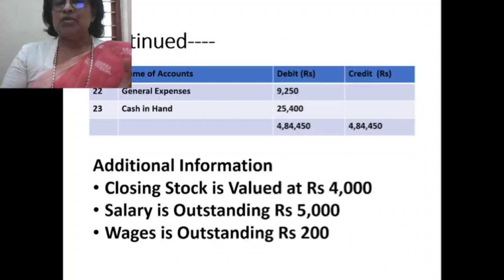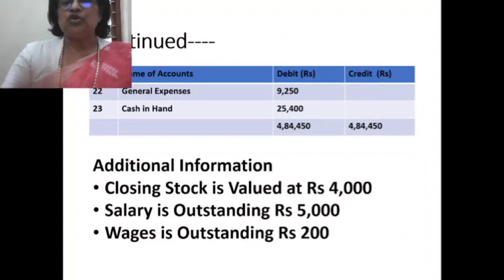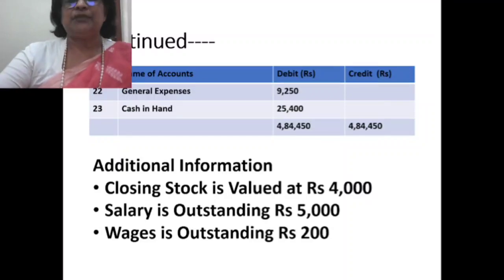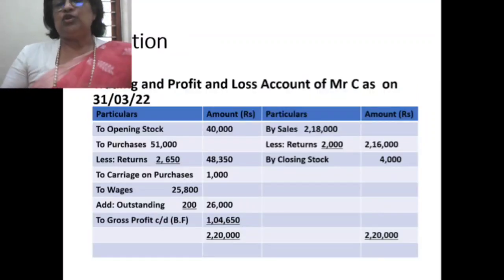One in the trading and profit and loss account and one in the balance sheet. So, the three pieces of information are: closing stock is valued at rupees 4,000. Salary is outstanding rupees 5,000. Wages is outstanding rupees 200. Now, let us do the solution.